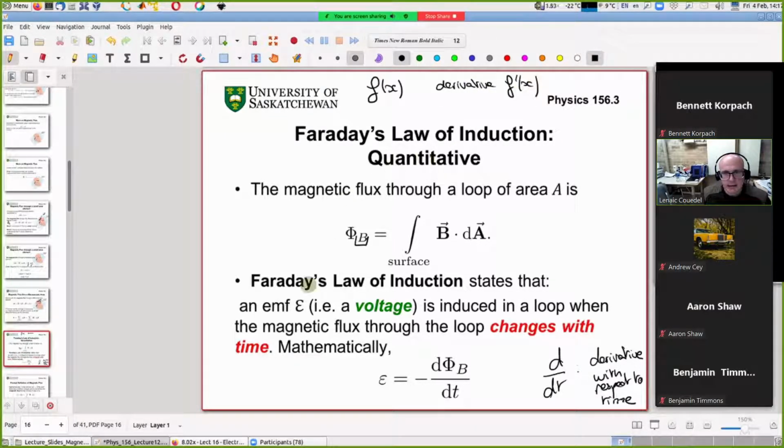In the physical world, a function is not a function of only one variable. So typically a function will be f of x, y, z, because space is in 3D, and it can also depend on time. So if you write f prime, you do not know with respect to which variable you differentiate. So a derivative with respect to x, you can write as d over dx of f of x, y, z, t. The derivative with respect to time is d over dt of f of x, y, z, t.